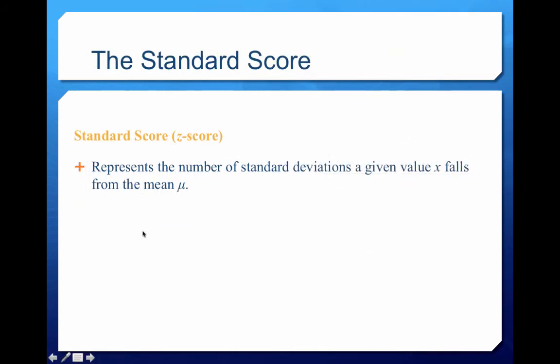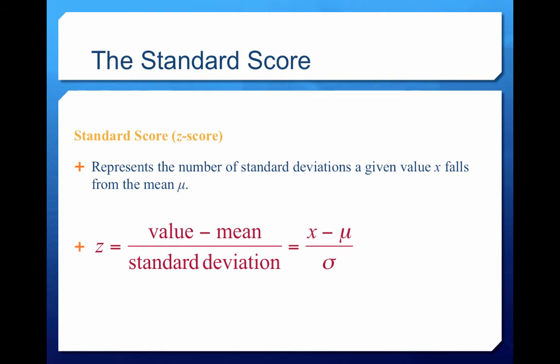All right, let's talk a little bit about z-scores, often called standard scores. Z-scores represent the number of standard deviations a given value x falls from the mean mu. So again, a z-score is just telling us the number of standard deviations a certain data value is from the mean. How do we go about calculating a z-score? Well, it's just going to be the data value x minus the mean mu, divided by the standard deviation.